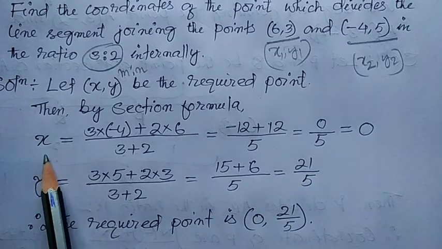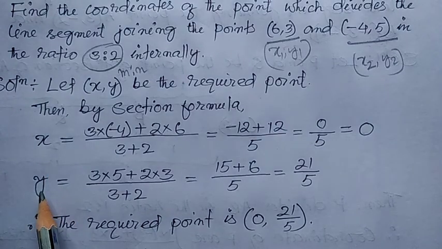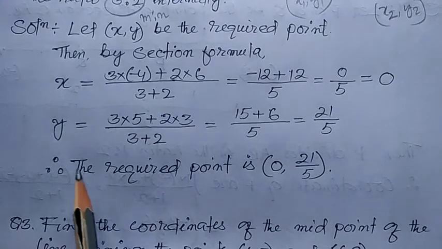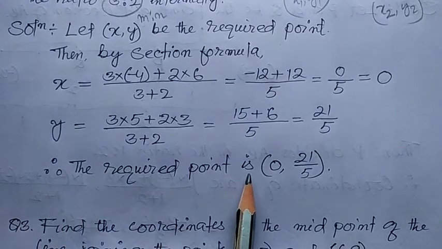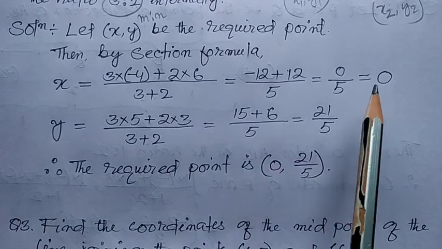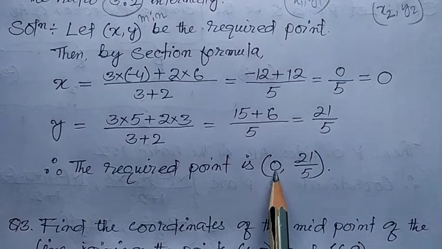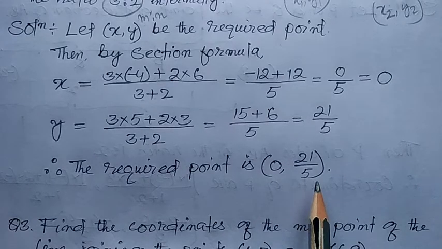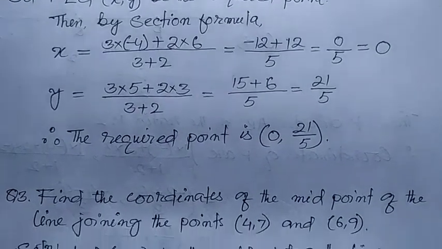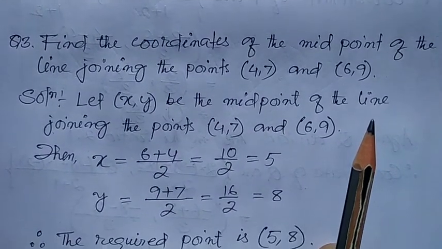Then now we have x, which is abscissa. We have y, which is ordinate. Then we'll put them together to get coordinate. Therefore, the required point is, we have to write x value first. X value is 0. Y value is 21 by 5. So we write x value, comma, y value. This is coordinate. So this is the required point. So in this way, we will do another question.